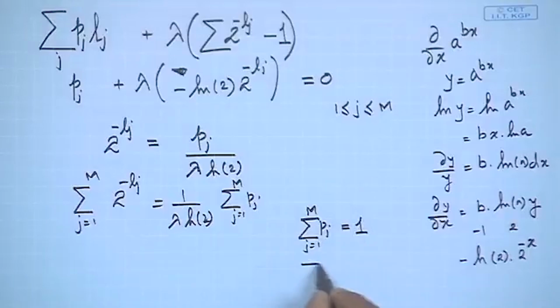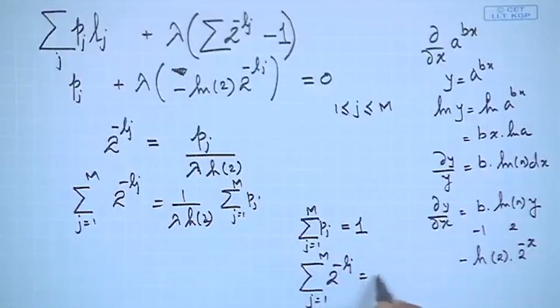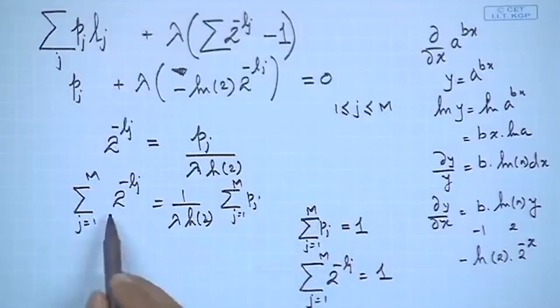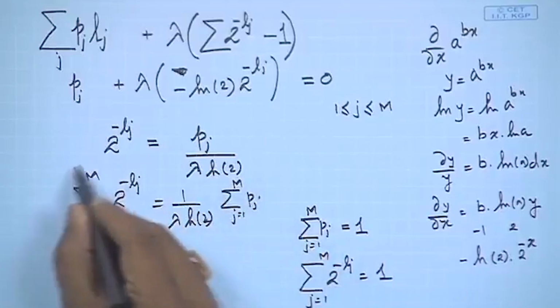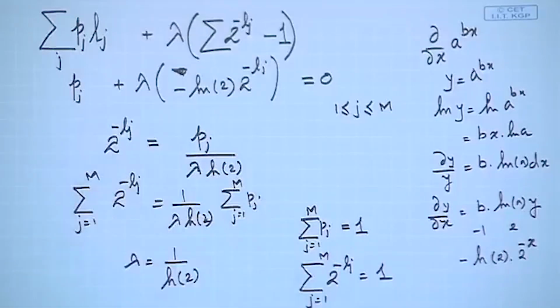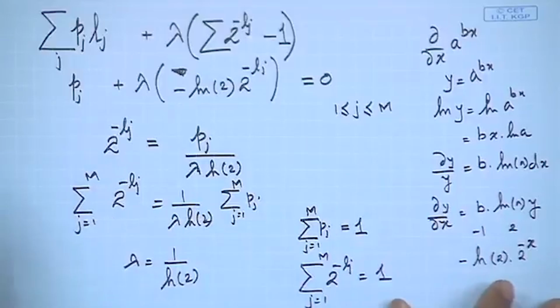And also, by the Kraft inequality, or the Kraft equality in this case, the sum of 2 to the power of minus L_j is also equal to 1. So, these two conditions are there with us. We use them to get lambda equal to 1 upon ln 2, since this summation becomes 1 and this summation becomes 1. This is the result that we get out of this exercise.